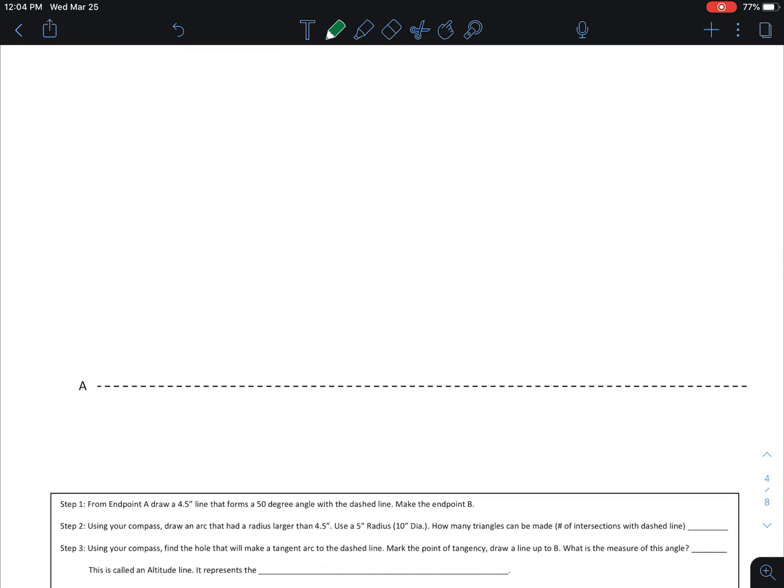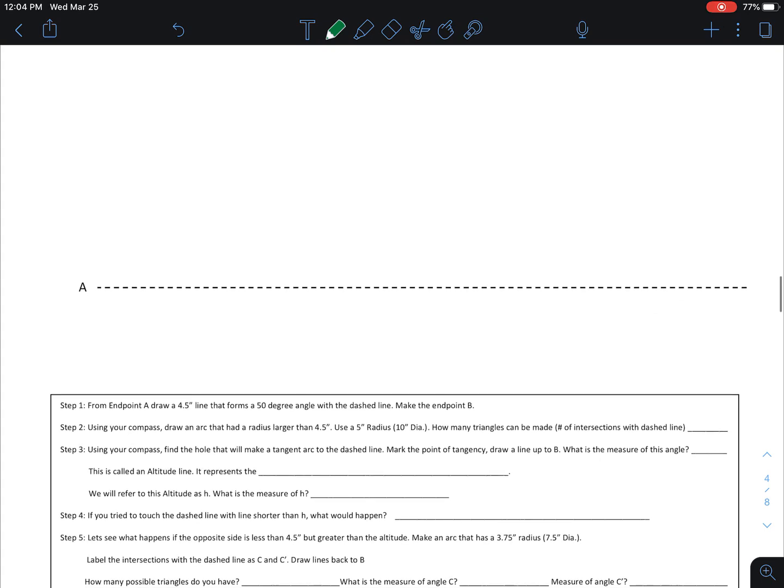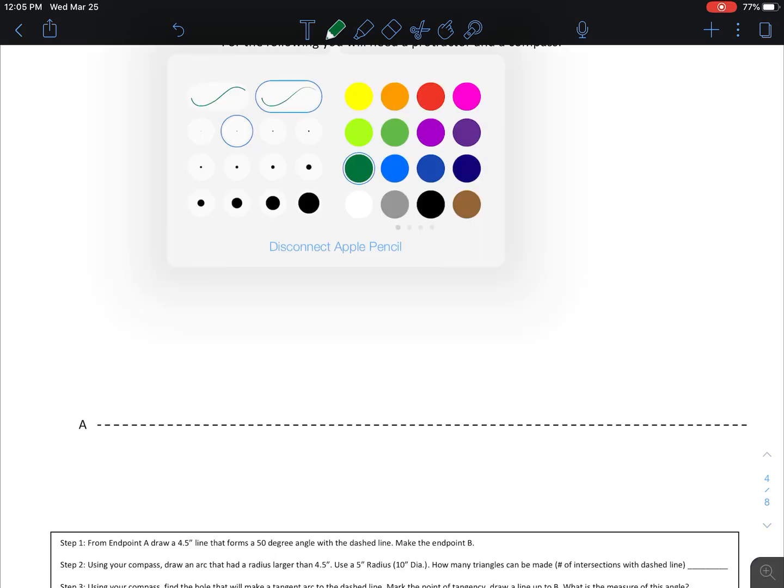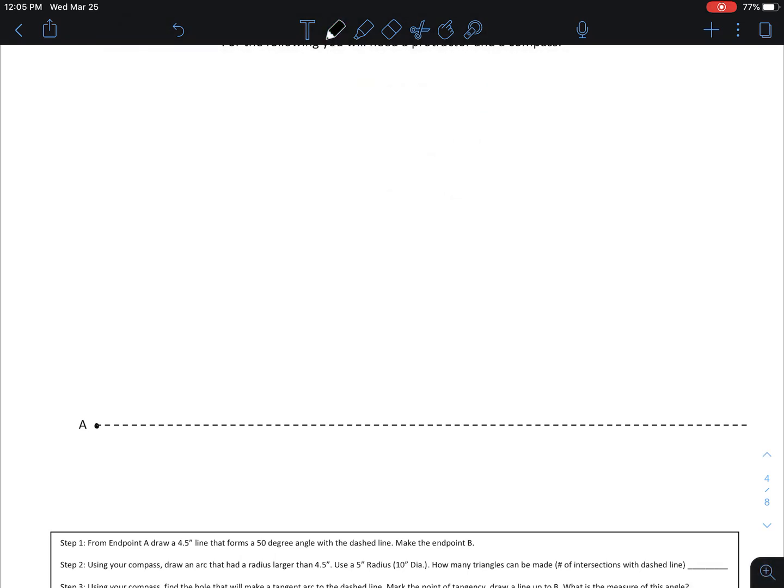So let's say I have a fixed point called A over here on the left-hand side. The first thing we're going to do is, from the endpoint A, draw a 4.5 inch line that forms a 50-degree angle with the dashed line. We're going to make the endpoint B. All right, so we'll do step 1. I'm going to use my protractor and eventually a compass to do this. So I need a 50-degree angle from A, and I need to make an endpoint here, so I'll put a dot right here.